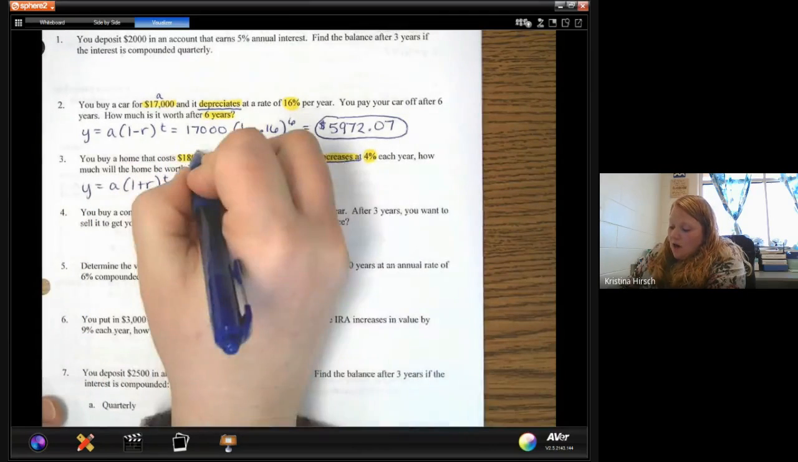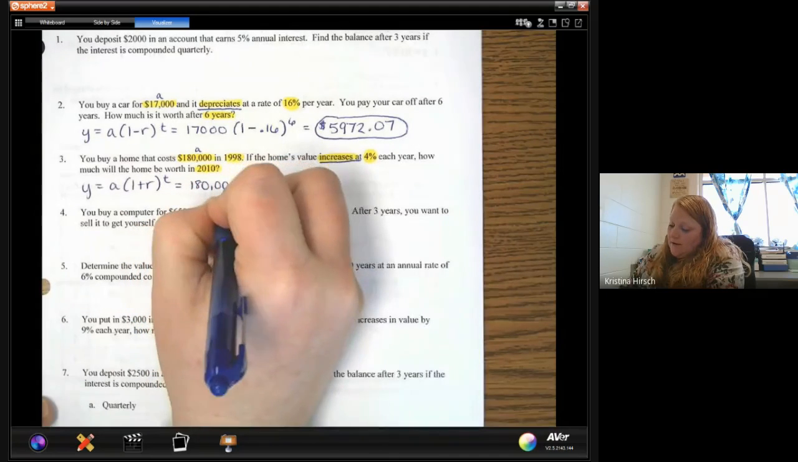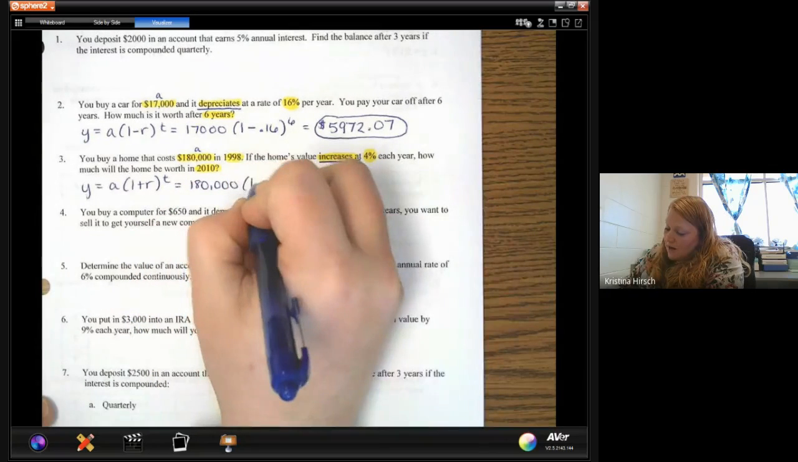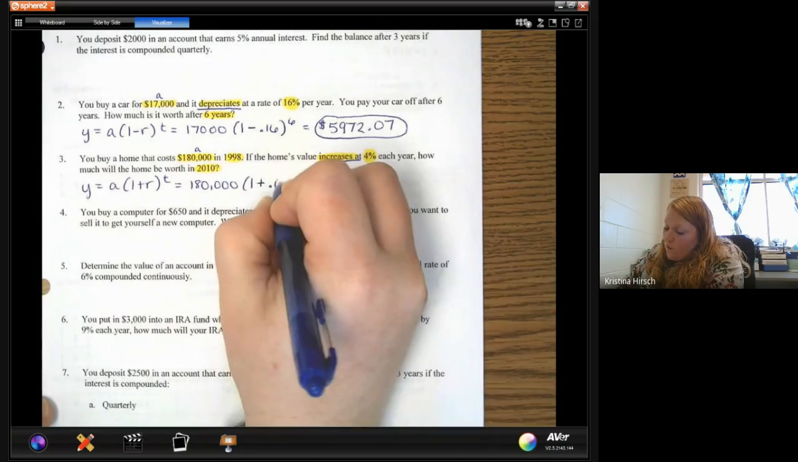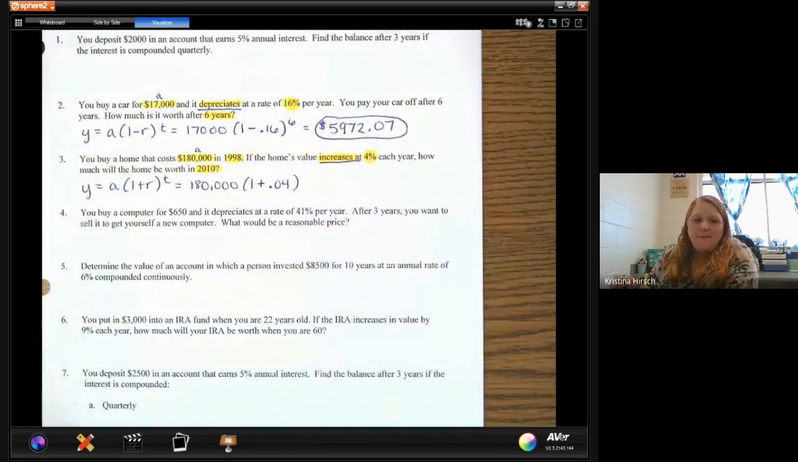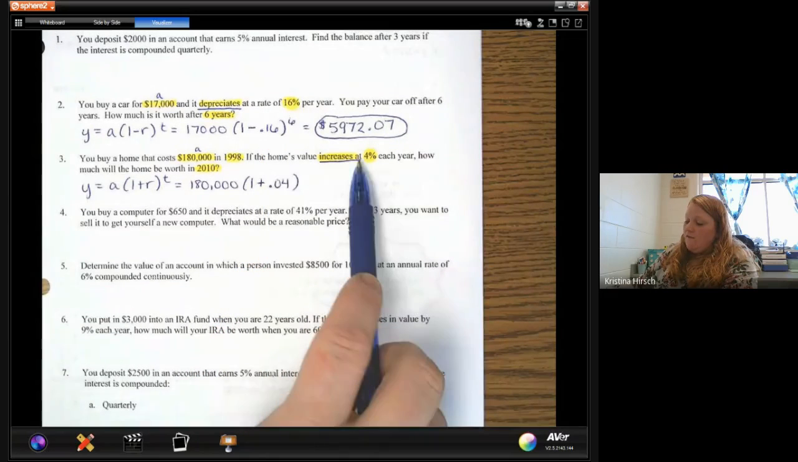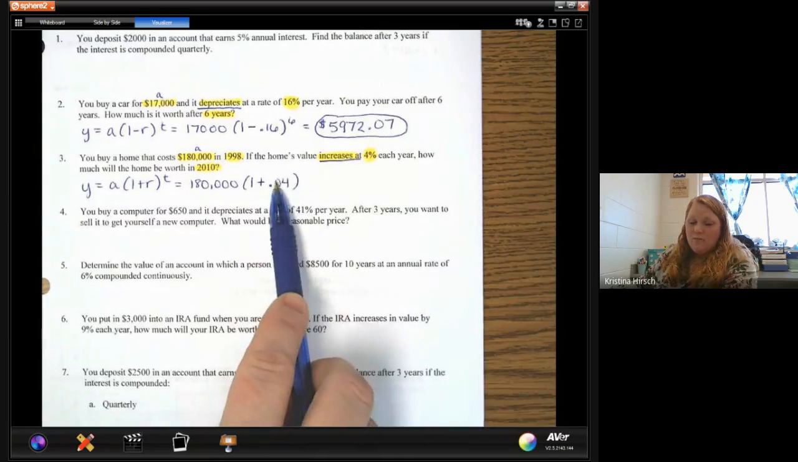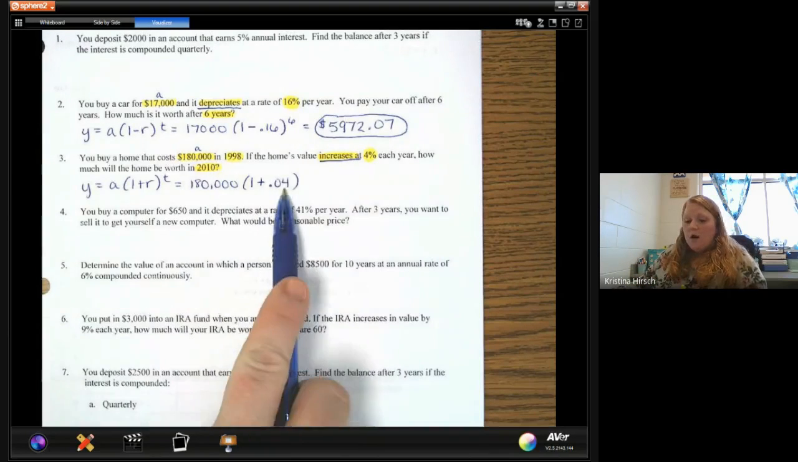Now, A, we start out with $180,000 times 1 plus 0.04. Now, this is where people mess up. Like here, 16% was just 0.16. Here, 4% is not 0.4, it's 0.04. So you've got to think about money: 4 cents would be 0.04, not 0.4.